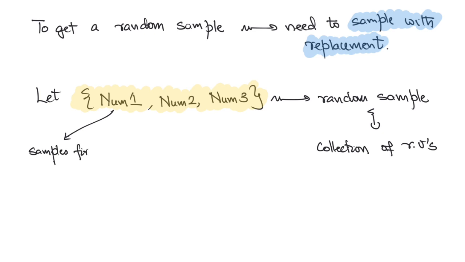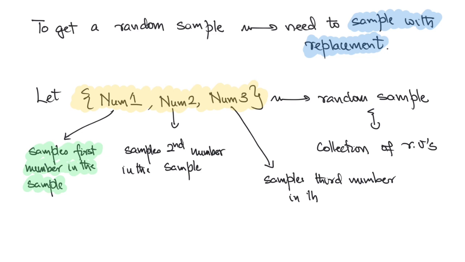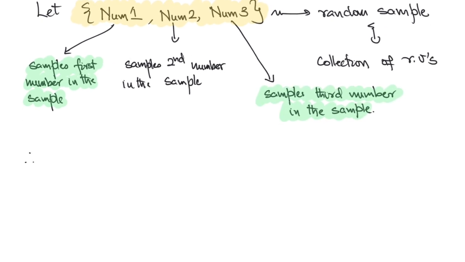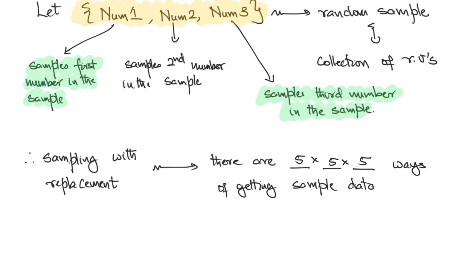Num1 samples the first number in our sample. Num2 samples the second number in the sample. And num3 is going to sample the third number inside the sample. Since we are sampling with replacement, there will be 5 to the cube ways of getting sample data, which will be of the form num1, comma num2, comma num3. So it's a 3-tuple of numbers coming from 1, 2, 3, 4, 5.